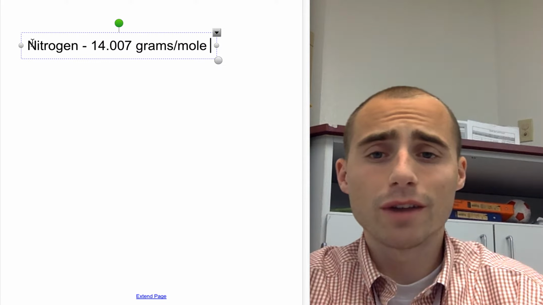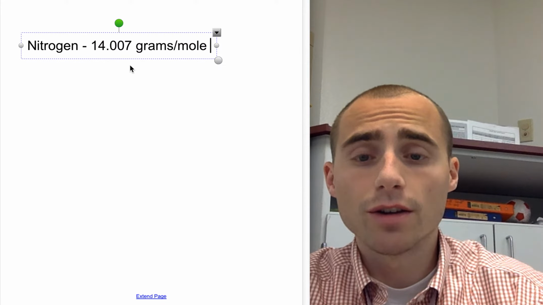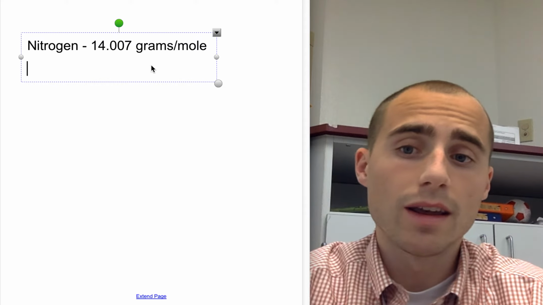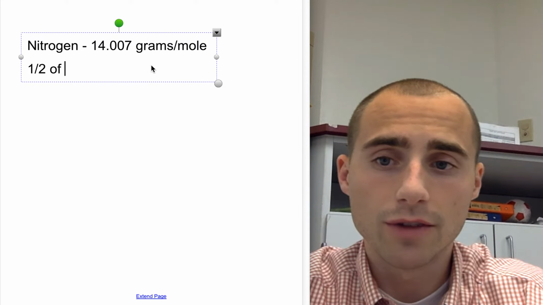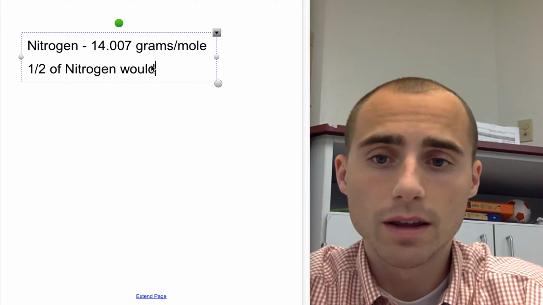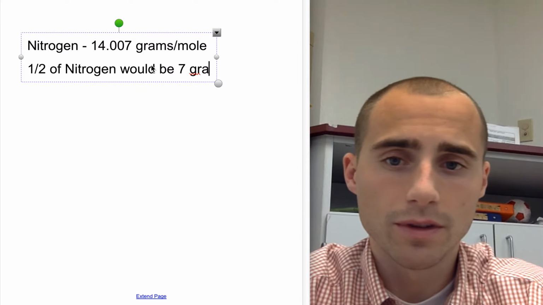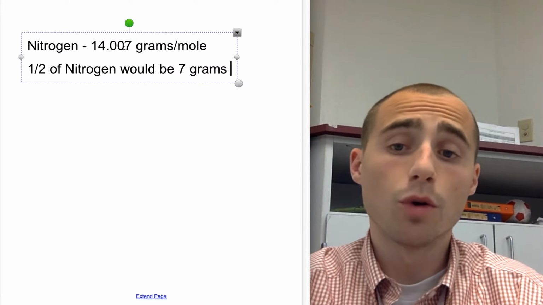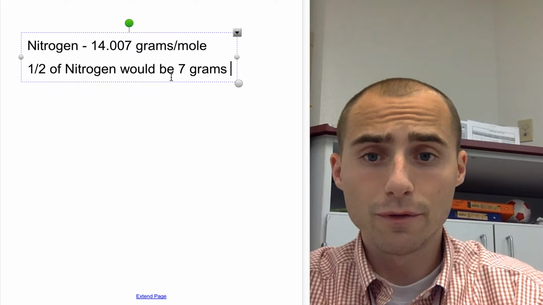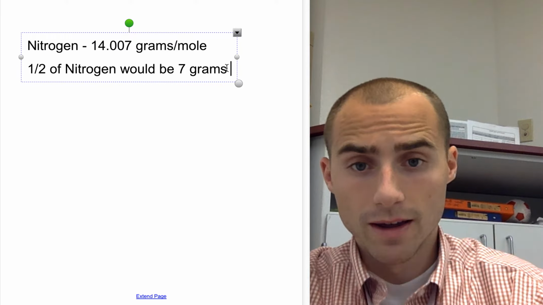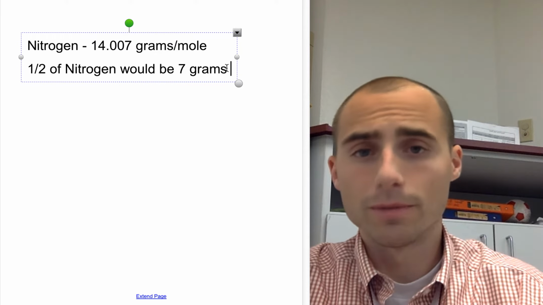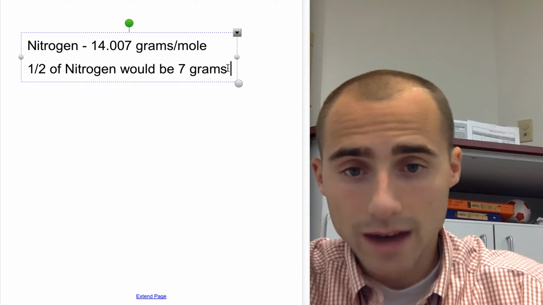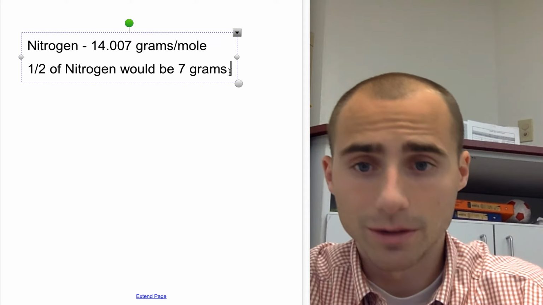So what if I suddenly said we have half a mole of nitrogen? How in the world are you going to figure that out? Well, if it's about 14 grams for 1 mole of nitrogen, half a mole of nitrogen would be about 7 grams. Because if 1 whole mole is 14 grams, half a mole is going to be about 7 grams. So individual elements, really simple. It's just the same as the mass number. Now when we get into compounds, that's when it gets a little more complex.